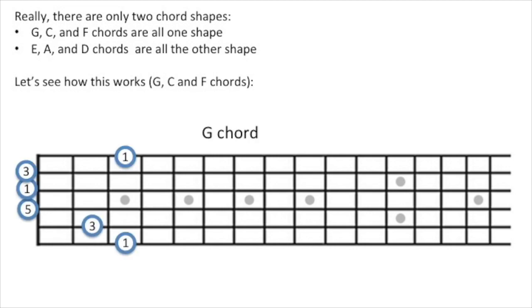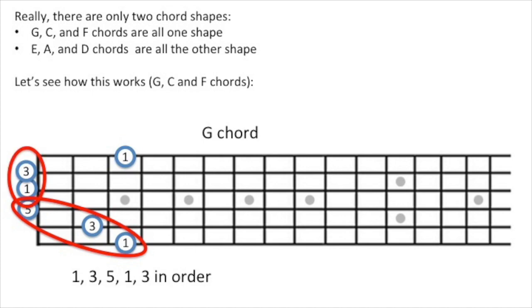Let's see how this works with the G, C and F chords. Here's the G chord with the 1-3-5 notes labeled. You can see that starting from the low E string, the first 3 notes of the chord are the 1-3-5 notes, in order. Then the next 2 strings repeat the 1-3-5 pattern. But, the high E string is a duplicate of the low E string, so it's another 1 note.